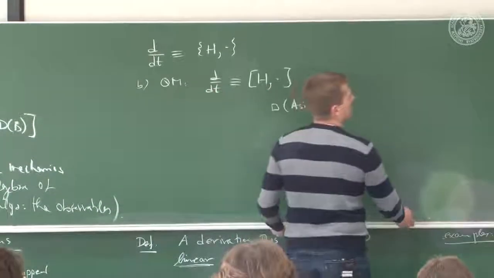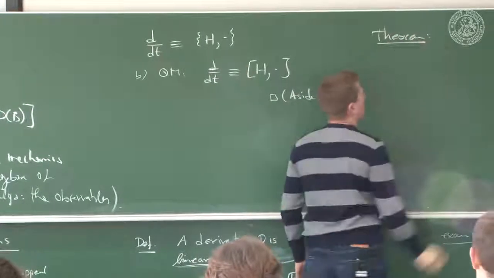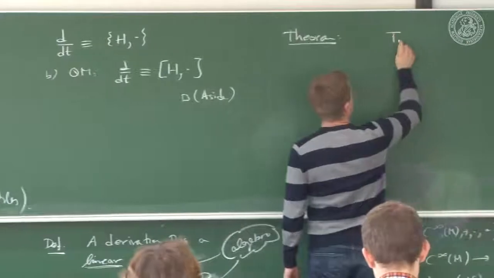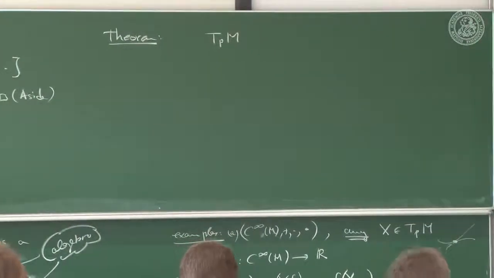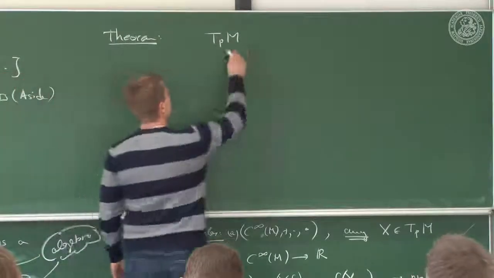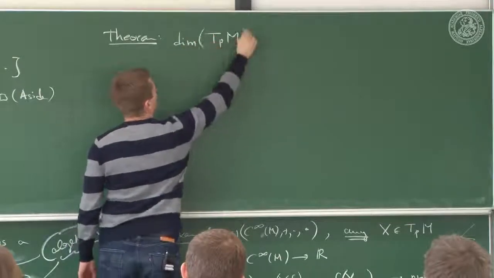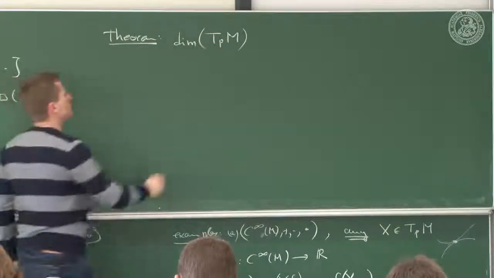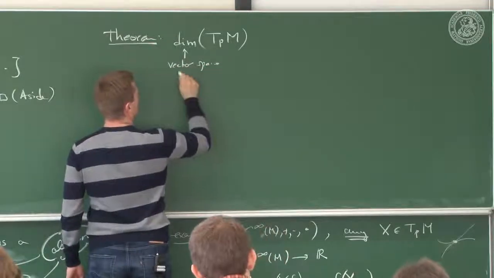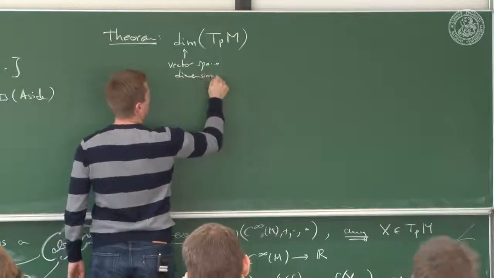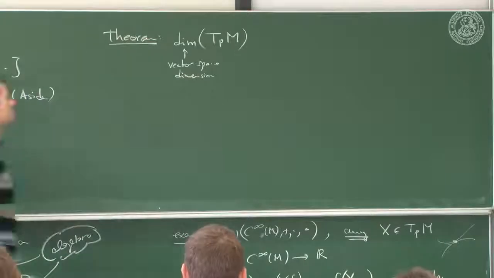Now we have an important theorem. We looked at the tangent space at one point. Of course, we could look at the tangent space at another point. And the tangent space is a vector space. And so as a vector space, it has a dimension, the vector space dimension, which is given by the size of the basis in case it's finite dimensional.